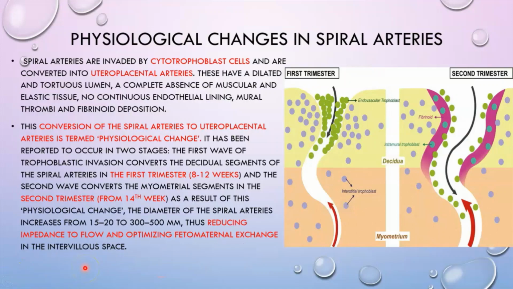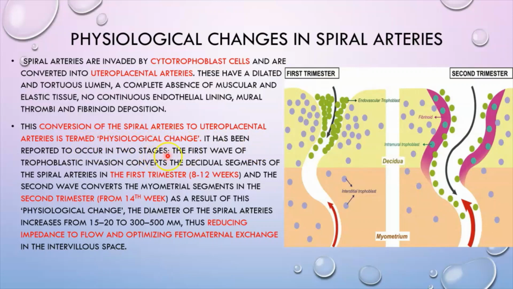Now friends, let's start studying. Let me tell you some of the physiological changes in spiral arteries. As you can see in this photograph, spiral arteries are invaded by the cytotrophoblast cells and are converted into the uteroplacental circulation. Now, these uteroplacental arteries have a dilated and tortuous lumen, a complete absence of muscular and elastic tissue, no continuous endothelial lining, mural thrombi and fibrinoid deposition. Now, this conversion of the spiral arteries to the uteroplacental arteries is termed as physiological change.